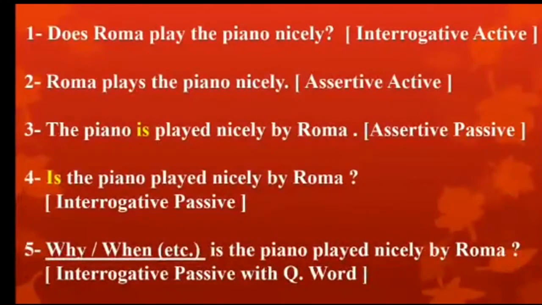Sentence 1 is showing the interrogative active voice that we change into the assertive active voice in sentence 2. In sentence 3, we follow step 2 and change its voice into passive. Sentence 4 follows step 3 where we take the auxiliary verb at the beginning. The last sentence shows the application of the question word. See some more examples to understand it.